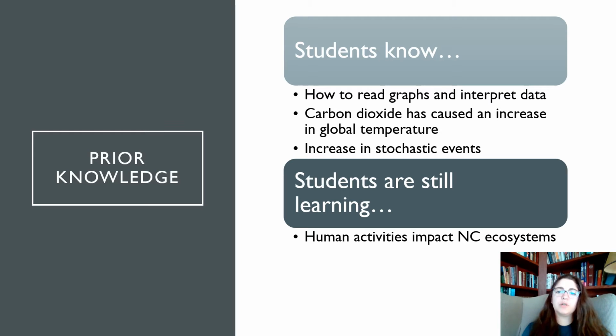In order to fully understand the lesson and reap its full benefits, students should already know how to read and interpret graphs and that increased carbon dioxide from human activities has increased global temperature, which has led to an increase in stochastic events. This previous knowledge was covered in lessons 1 and 2 of this unit, so the material will still be fresh in the students' minds when they enter into this lesson.